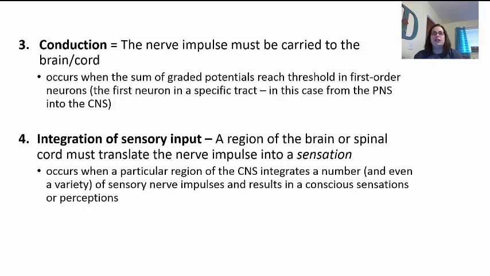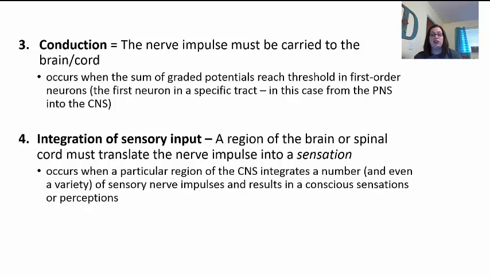Then we have to actually interpret that sensation. This is integration of the sensory input. So there's going to be a region of the brain or the spinal cord that has to translate that nerve impulse into an actual sensation. So this is where it may go up to your brain and your brain says, oh, hey, that is hot. What my hand is touching is hot. On the other hand, it might be that it's like saying that the other hand is touching something that's cold. Okay, or hey, I stubbed my toe and that hurt. It's where you're actually understanding what that sensation is.